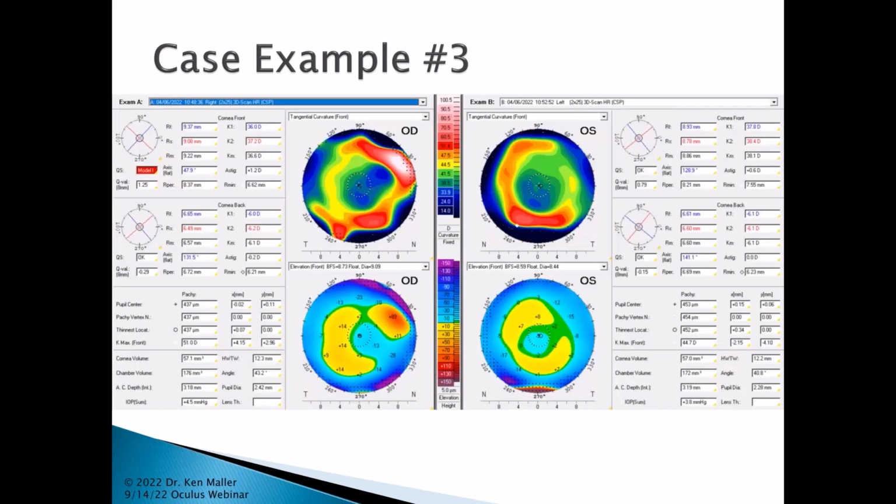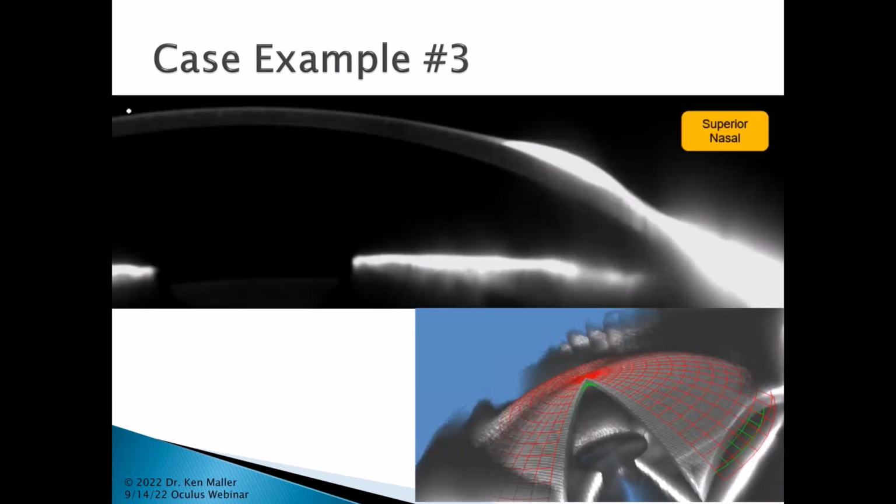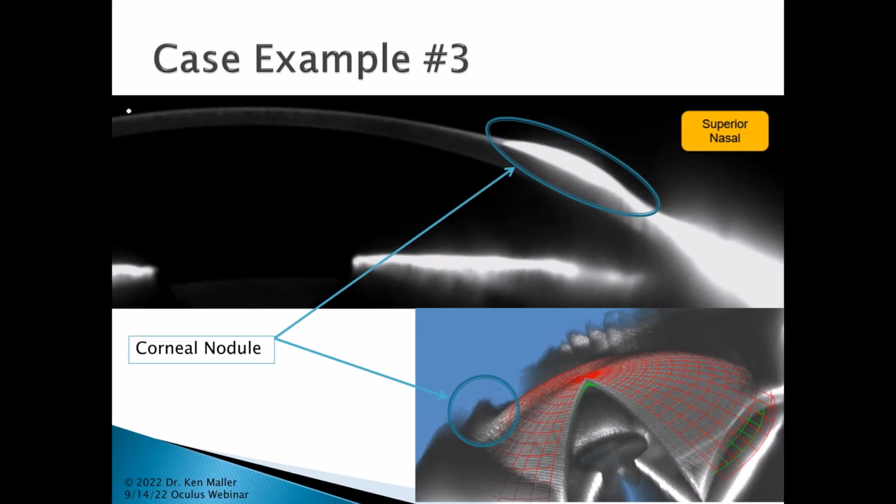So here are her scans, both the curvature map on the top and the elevation of the front on the bottom. And we can see right where that corneal nodule is that we have a significant amount of elevation, about 90 microns. Here's the actual Scheimpflug image, and again, you can see the corneal nodule in that upper image lifting quite high.